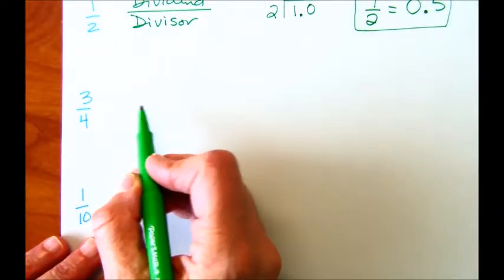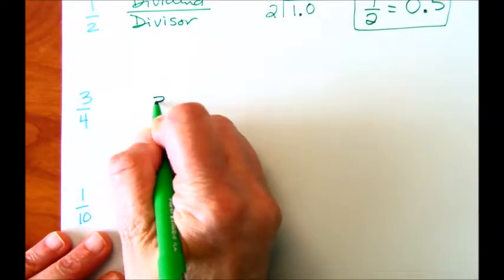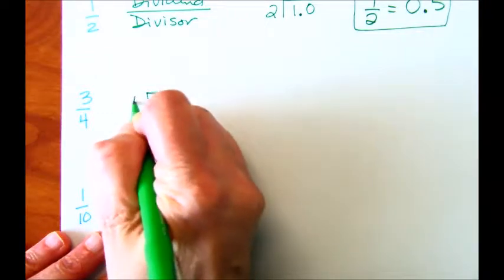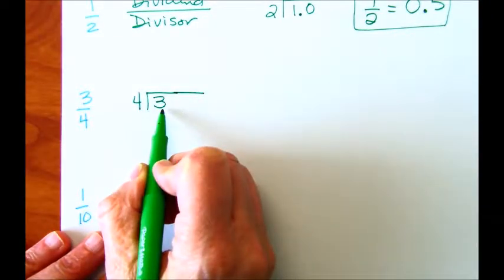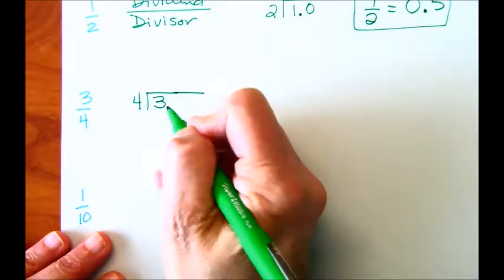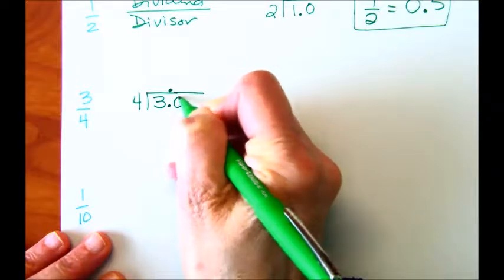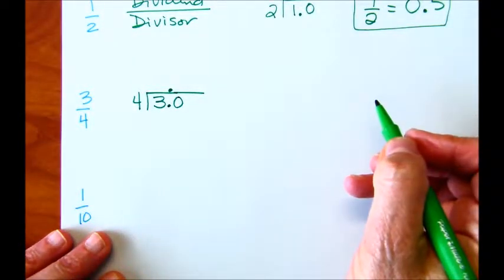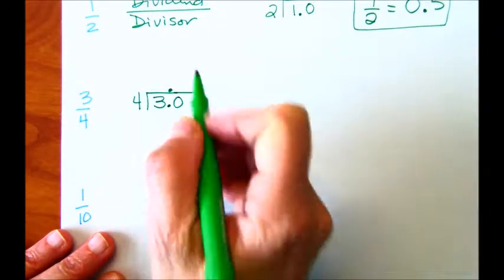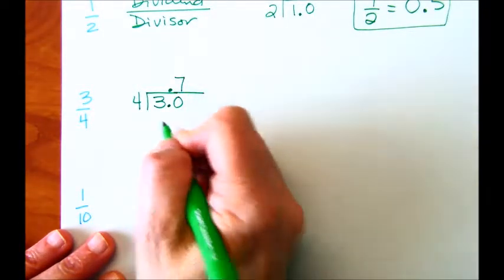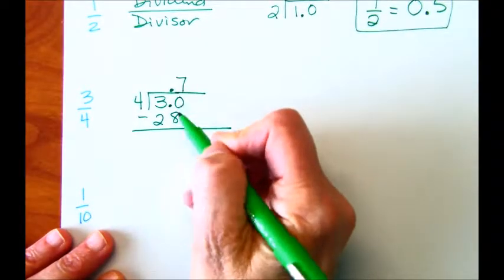Let's try a few more. 3/4. Well, as a division problem, that's 3 divided by 4. 4 does not go into 3 evenly, so I need to add a decimal point, bring it up, and then add a 0. 4 goes into 30 7 times. 7 times 4 is 28. So I'm going to take the difference.